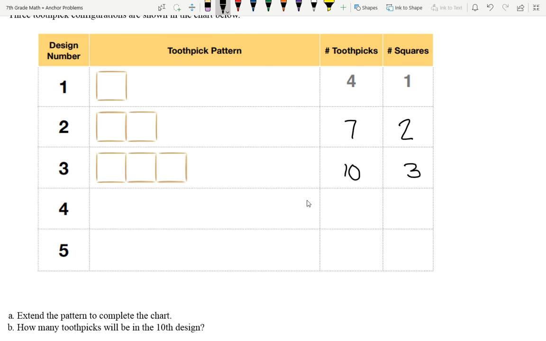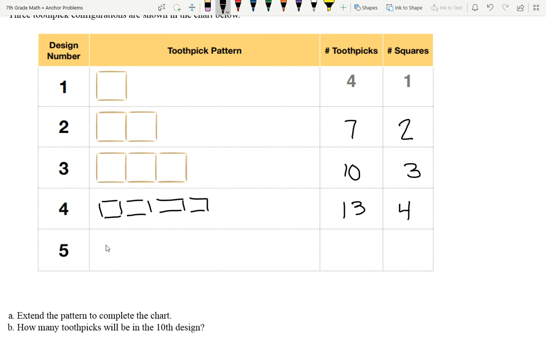Well, not the best artist in the world. Let's see what I can come up with here. We have 1, 2, 2. There's the first square. There's the second one. Third one. And I need to make one more. So 1, 2, 3 more toothpicks being added makes it 13 toothpicks and 4 squares. I just added 3 toothpicks to complete that last square.